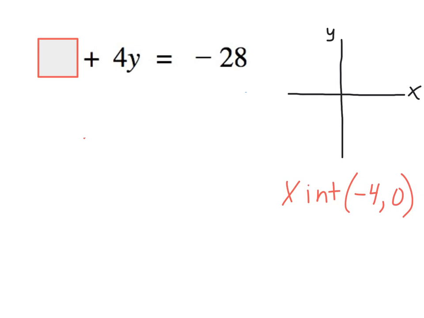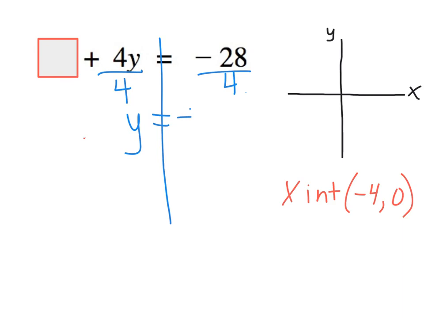So we've got 4y equals negative 28. So I'm going to divide both sides by positive 4, and I get y equals negative 7. So my y-intercept, I'm going nowhere on the x, and on the y I'm going negative 7.